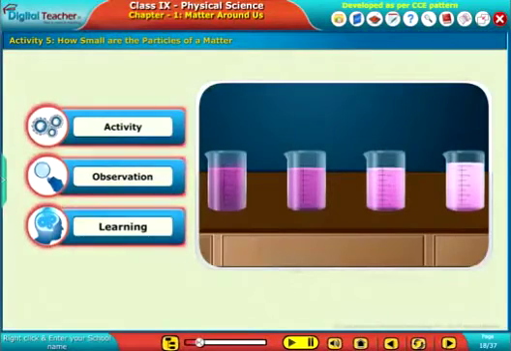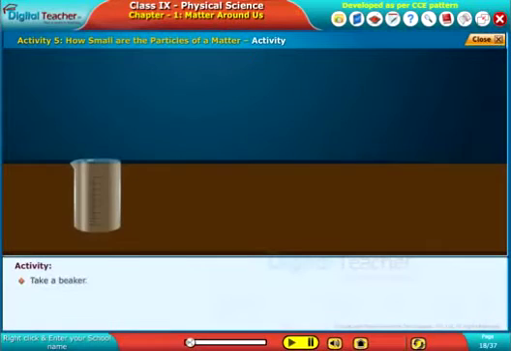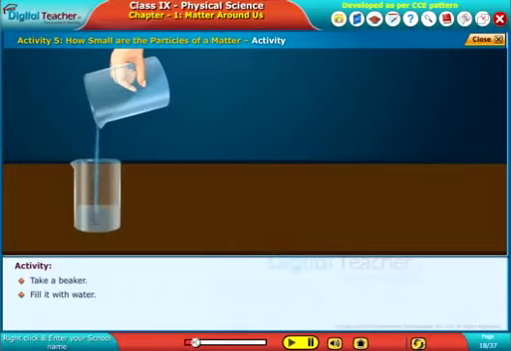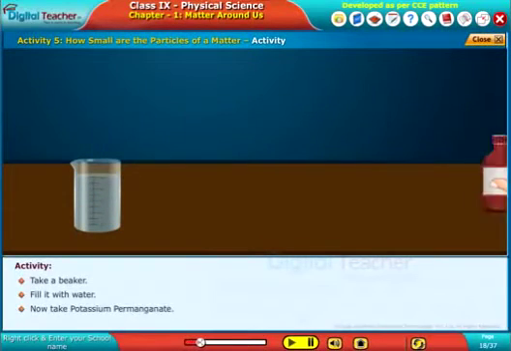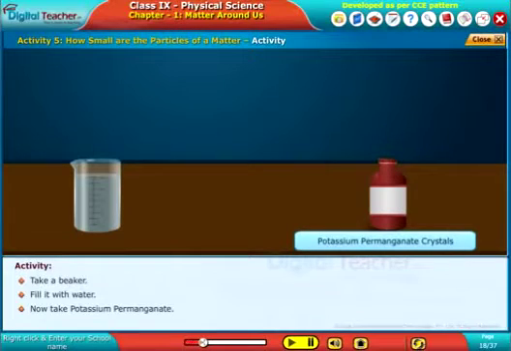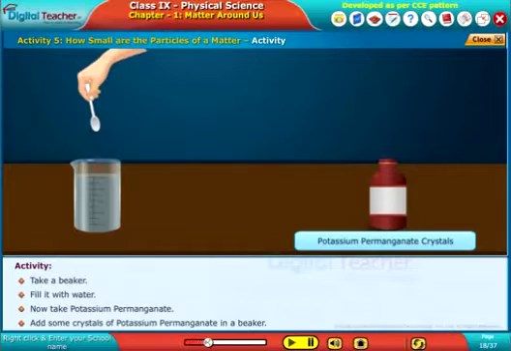Here, let us perform an activity to know how small the particles of matter are. Click each tab to know more. Take a beaker. Fill it with water. Now take potassium permanganate. Add some crystals of potassium permanganate in a beaker.